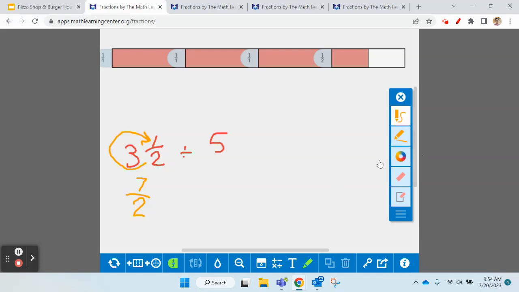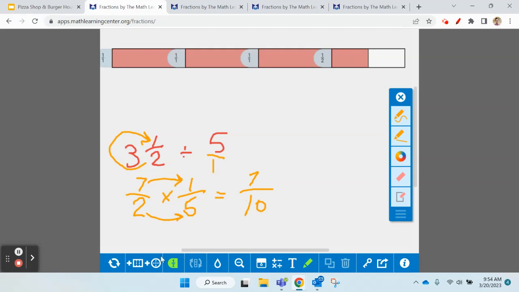And then we're going to keep, change, and flip. So we're going to keep that the same. Change the division to multiplication. We're going to flip our second fraction. I'm going to go ahead and put the whole number over 1. So when I flip it, it turns into 1/5. Now when I multiply across, I get our answer. 7 times 1 is 7. 2 times 5 is 10.